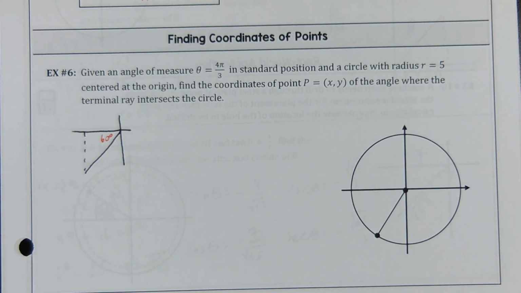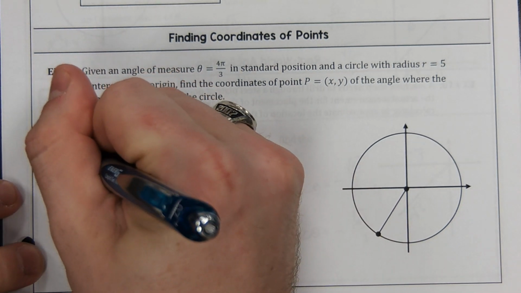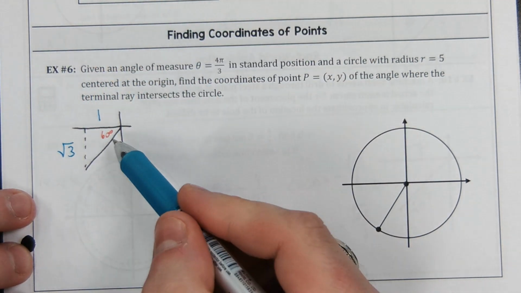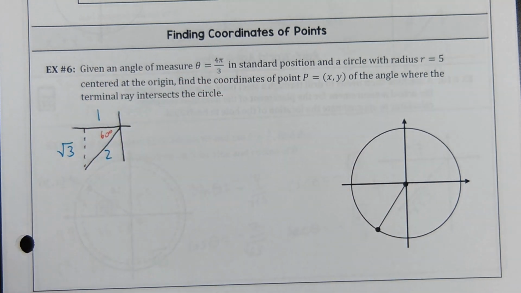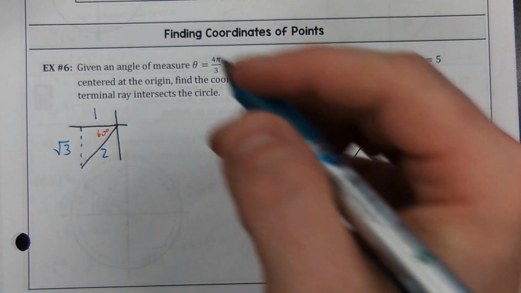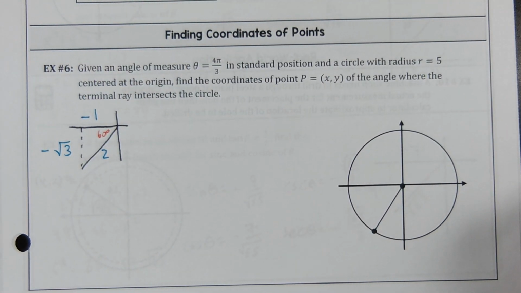And what we're going to do now is fill out our classic 30, 60, 90 triangle side lengths. What kind of side length is always found across from a 60-degree angle? A root 3. So I'm going to put a root 3 on here. And what would this side length be? A 1 then. And what would this thing's hypotenuse be? 2. And before I go any further, what's wrong? Negatives. I'm in quadrant 3. My x and my y have to both be negative.